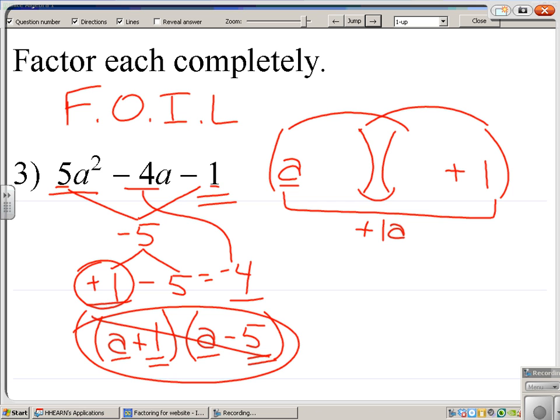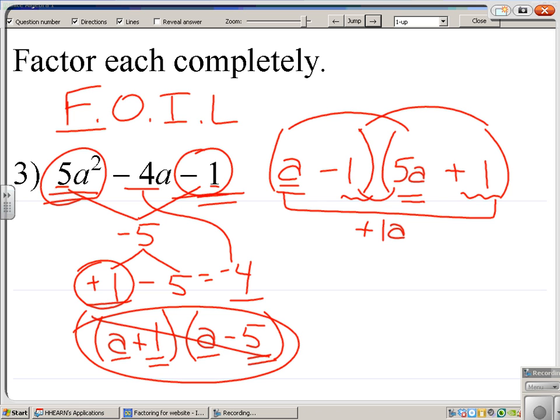The rest is just automatic because I'm going to go back to the product of my firsts. First term times first term has to equal first term. So I need a times 5a to give me my 5a squared first term. And likewise, last term times last term has to equal my last term. So I need positive 1 times negative 1 to give me my negative 1.